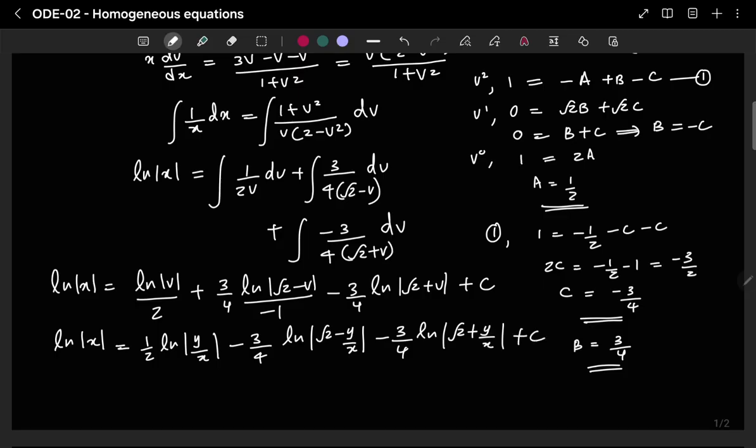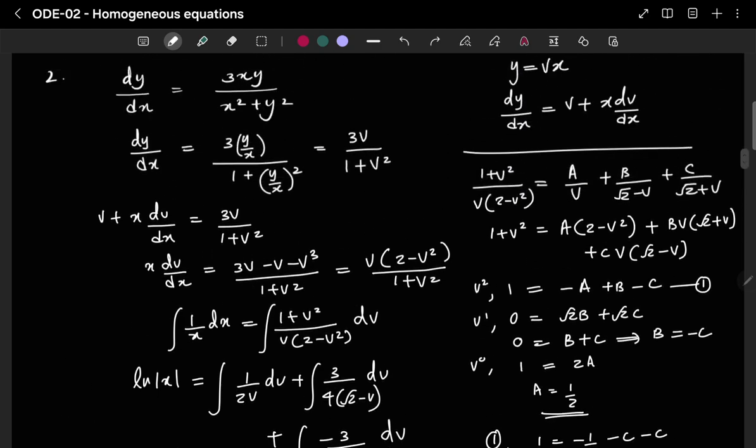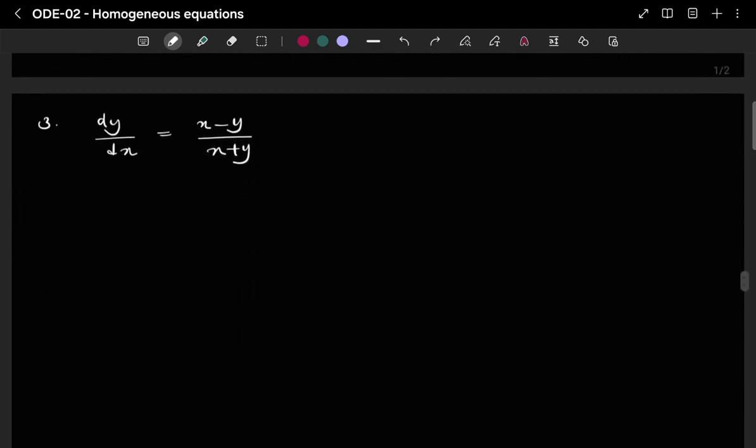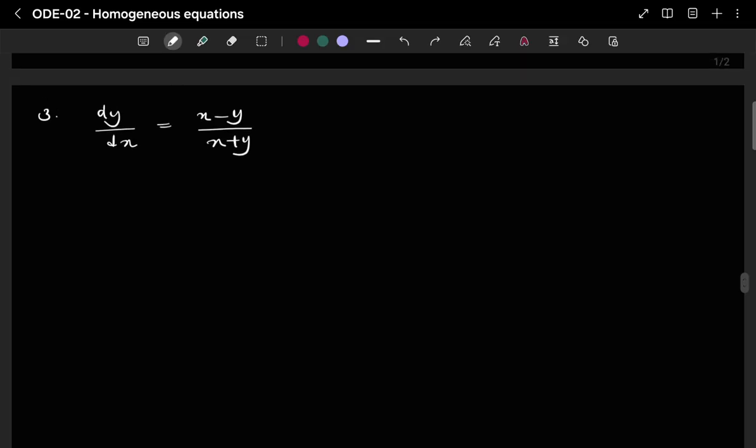So we can even combine these two like this. We can keep the answer like this since it seems complex when we solve further, but we can make the common denominator x here as well. So this can be written as the answer for this equation.